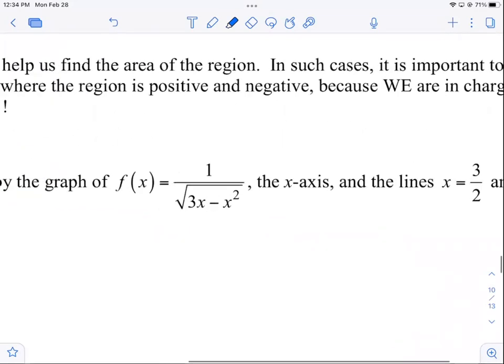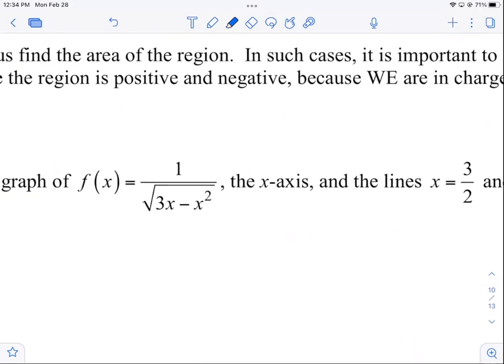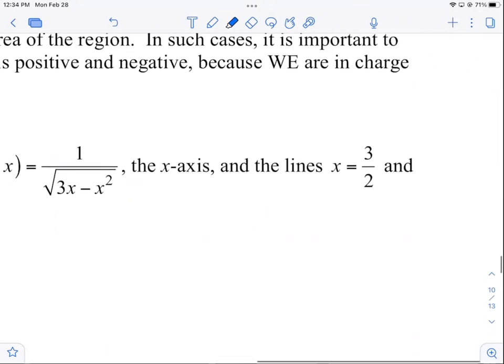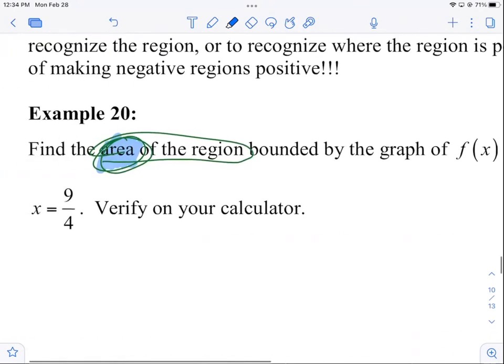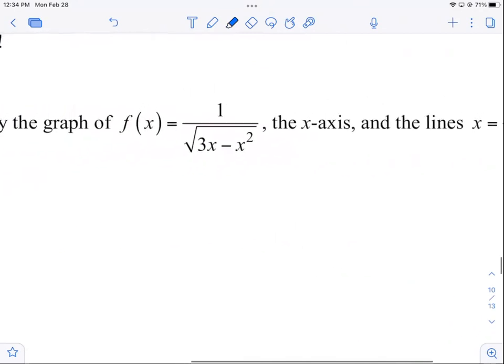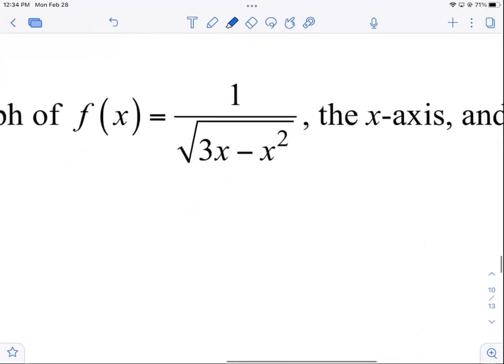All right. Bounded by this graph. So now you're going to be given functions that define a region, kind of like the borders of Ukraine. f of x is 1 over the square root of 3x minus x squared, the x-axis and the two vertical lines, x equals 3/2 and x equals 9/4. Verify on your calculator.